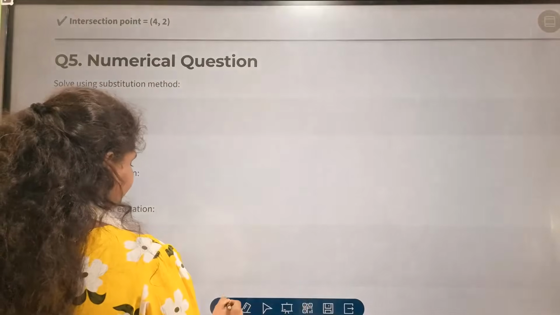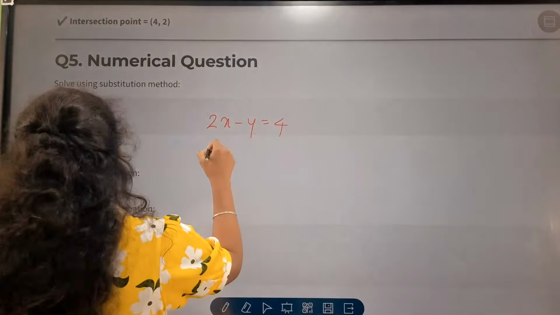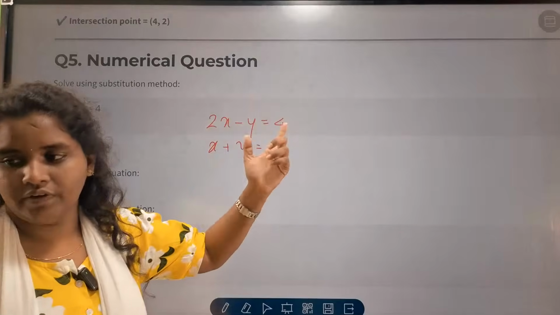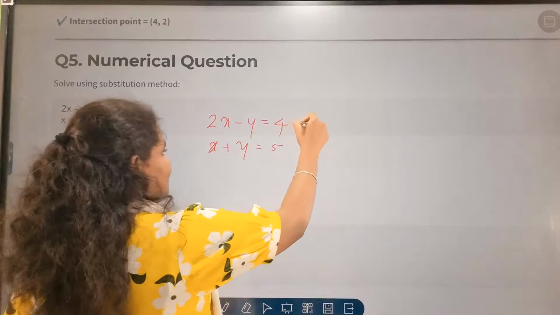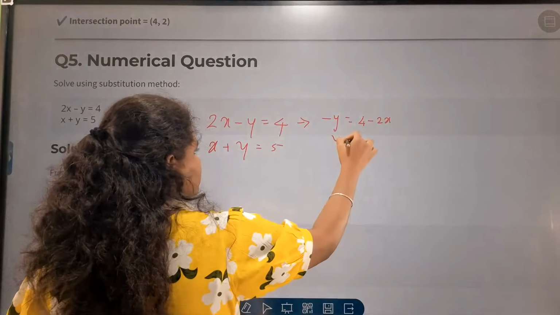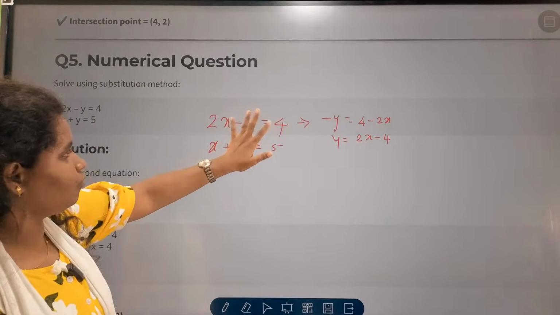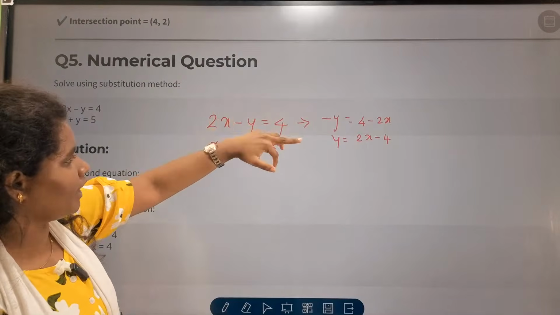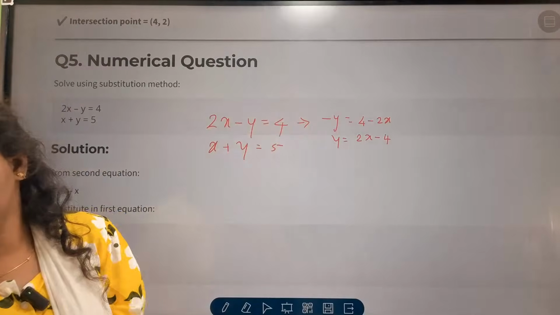Here we have 2x minus y is equal to 4, and the second equation is x plus y is equal to 5. In the first equation, I am going to write y in terms of x. Minus y is equal to 4 minus 2x, so I multiply by minus on both sides. We will get y is equal to 2x minus 4.